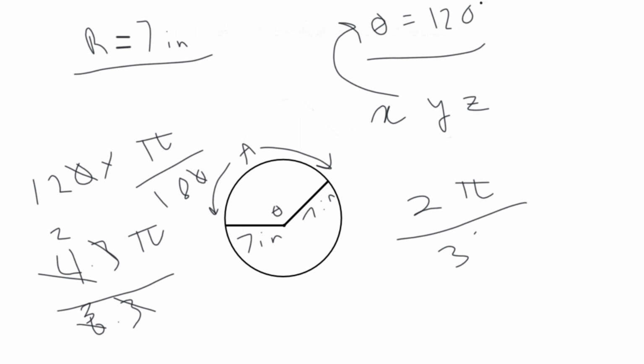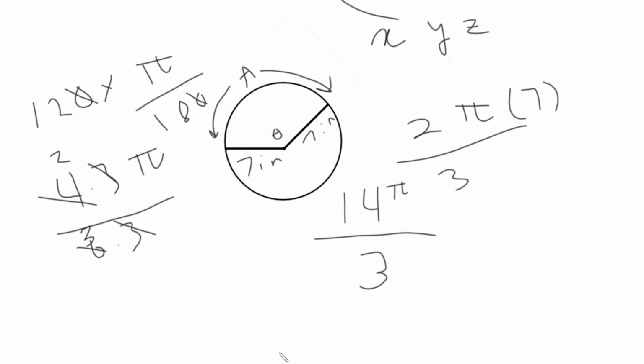Now we have to multiply by the radius, which is 7. So 2 pi times 7 is 14 pi, so 14 pi over 3. I'll just clean up our workspace. I'll circle this. This would be our answer.